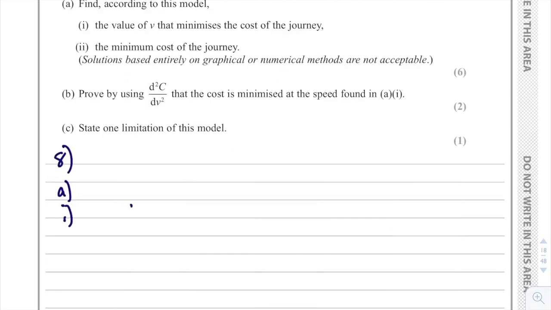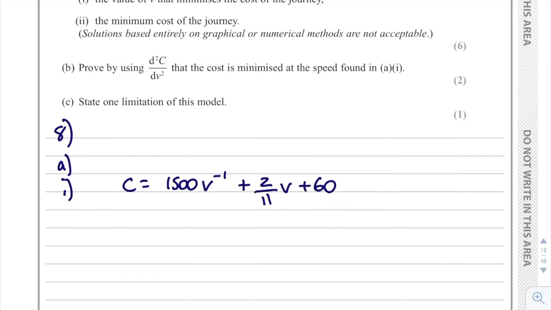But first I'm going to rewrite c. So we're going to get c equals 1500 v to the power of minus 1 plus 2 over 11 v plus 60. Now, when we differentiate this, we've got the variables c and v, so we're going to do dc by dv. So remember, when we differentiate, we take the power, multiply it down by our coefficient, and then subtract 1 from the power. So we're going to get minus 1500 v to the power minus 2 plus 2 over 11.